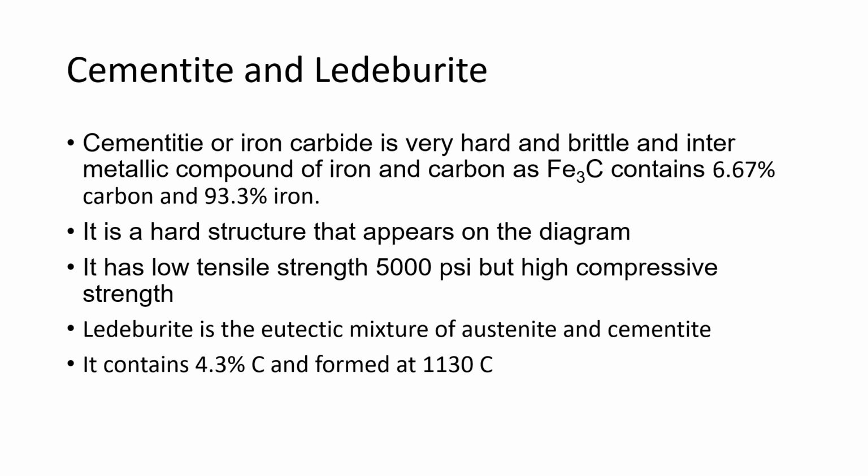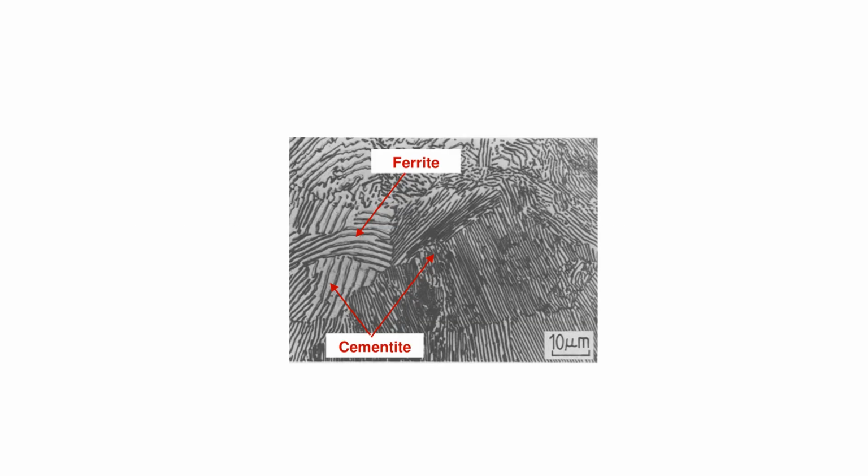Ledeburite is the eutectic mixture of austenite and cementite. It contains 4.3% carbon and is formed at 1130 degrees centigrade. In this figure, the white region is called ferrite while the dark region is cementite.